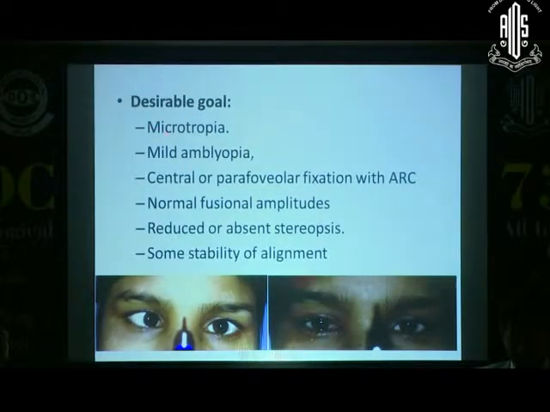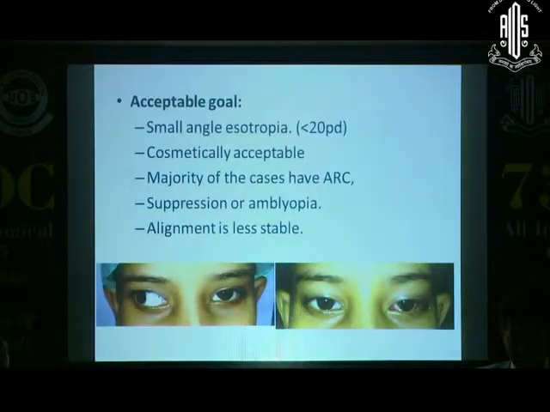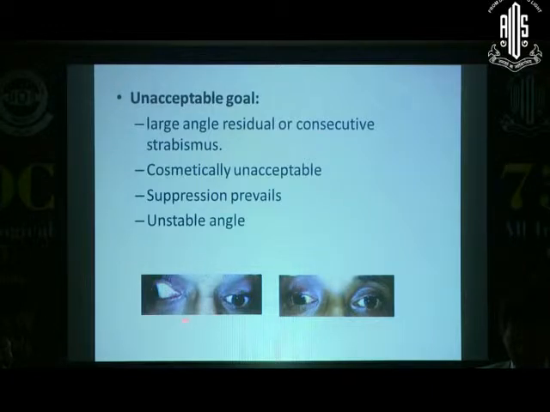It could also be desirable, where you have maybe a mild foveal suppression or parafoveal fixation. The fusional amplitudes may be less than normal, but there's a fairly straight-looking squint, or a microtropia could be there. Acceptable is a small angle residual, probably with some amblyopia or suppression, and beyond acceptable squints your long-term outcomes start getting poorer. Unacceptable is a large angle deviation even after the surgery, where there's definitely no binocularity and there's suppression.